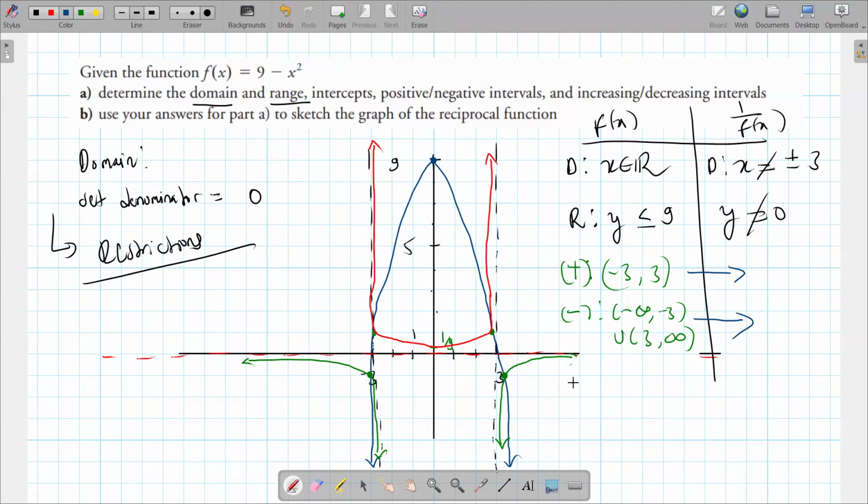Okay, let's now talk about increasing and decreasing. Where is the quadratic increasing? And when I say increasing, right, we're talking about the slope of the tangent line. When is the slope of the tangent line positive? So what you can do is I'm looking at the quadratic, you can start drawing it. You see it's positive, positive, positive, positive, positive, zero, negative, negative, negative, negative. So where is the slope of the tangent line for the quadratic positive?